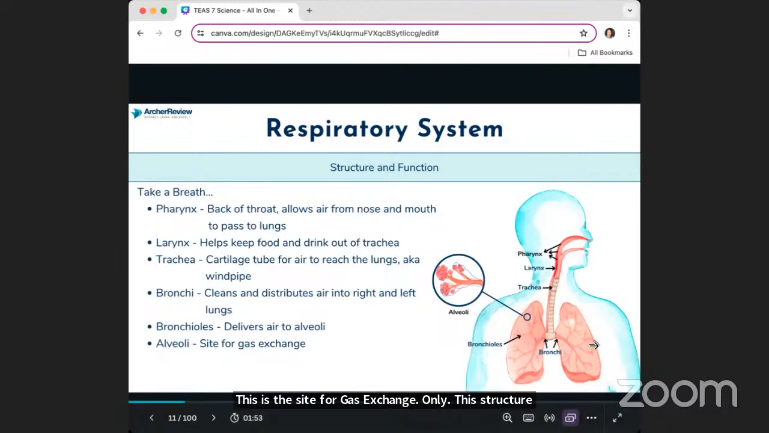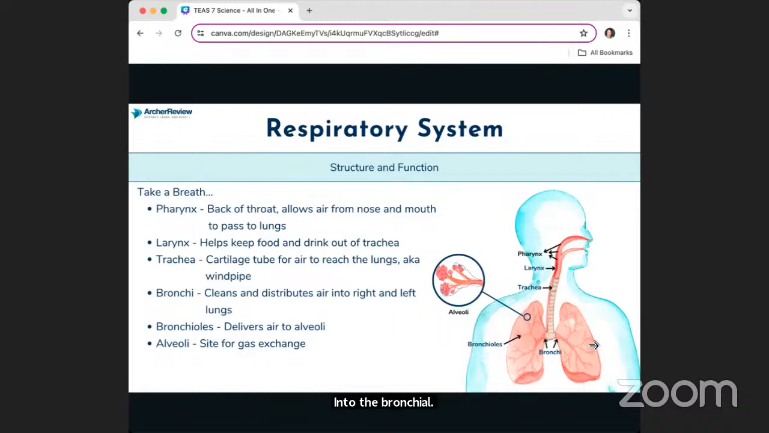So we've got the pharynx, followed by the larynx, down through the trachea tube, into the bronchi, into the bronchioles, until it finally hits the alveoli, the site for gas exchange.